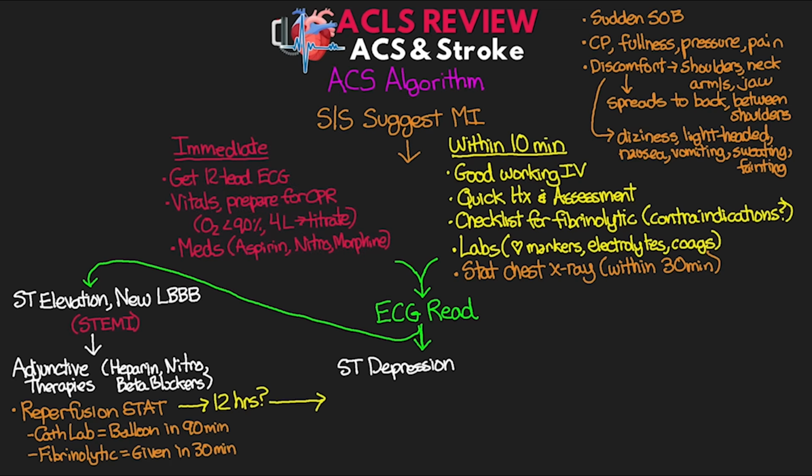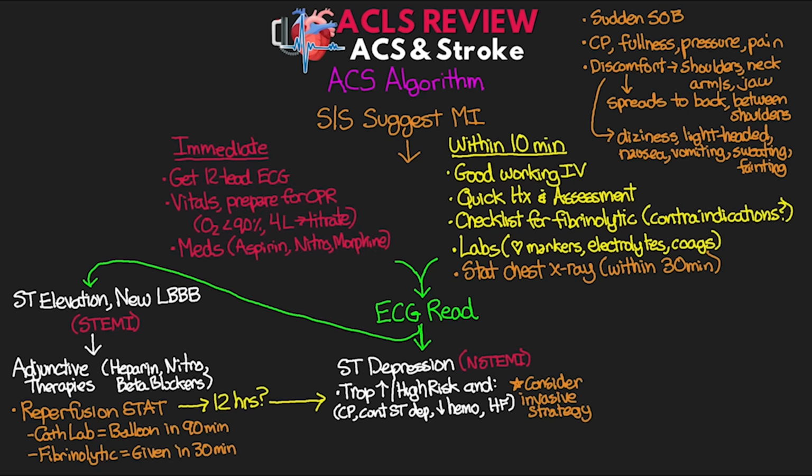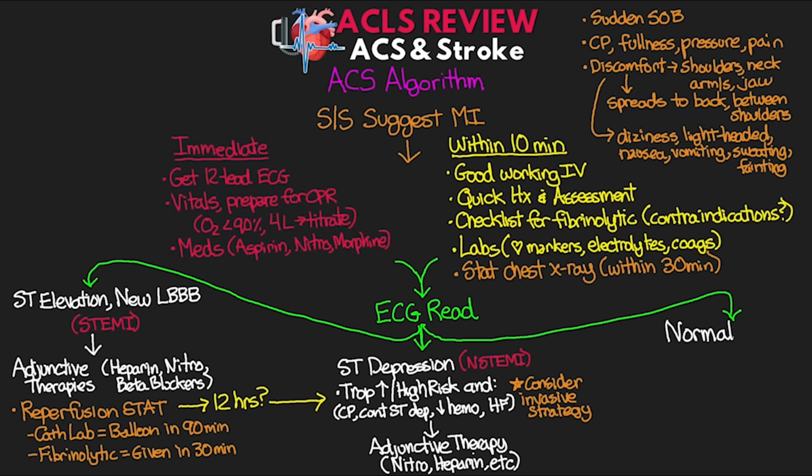This ST depression branch, this is going to be our non-STEMI. Now, in this branch, if our patient's troponins are elevated or we do consider them to be high risk and they have any of the following conditions, these would be things like continued chest discomfort, either continued or recurrent ST depression, unstable hemodynamics, or signs of heart failure. If so, we do want to consider early invasive strategies. Then from here, we do want to start the adjunctive therapies, and these are going to be things like nitroglycerin, heparin, etc. So now let's move on and talk about the third branch, which is going to be if they have a normal ST segment.